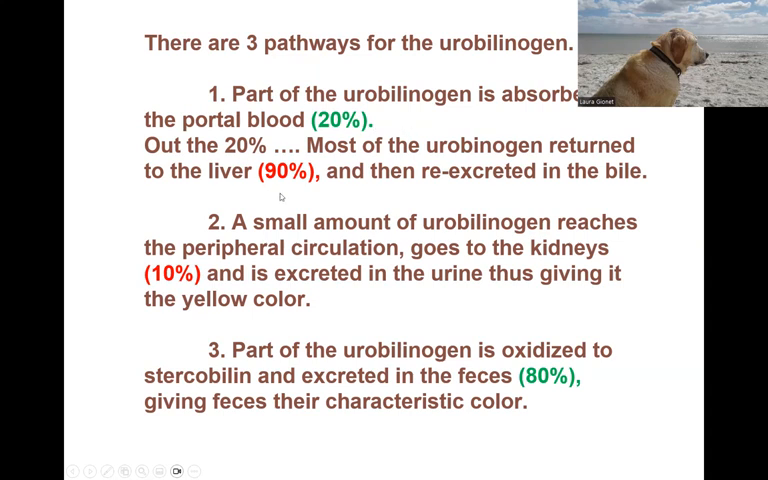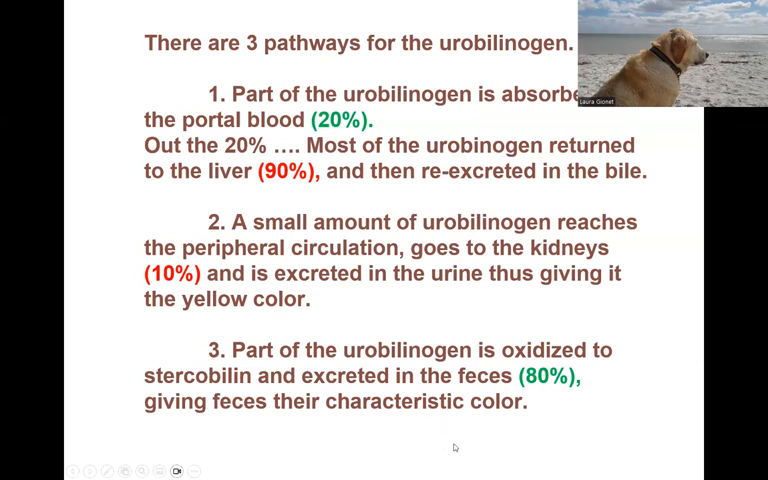And out of the 20%, most of that urobilinogen is going to be returned right back to the liver, like 90% of that 20. It's got to go right back to the liver and go right back down the bile tree again and go into the small intestine. But a small amount of urobilinogen reaches the peripheral circulation and goes to the kidneys, about 10%, and is excreted in urine, thus giving it the yellow tinge.